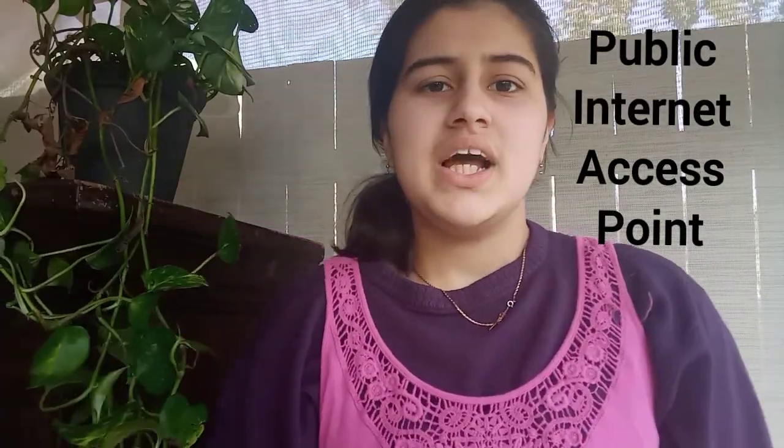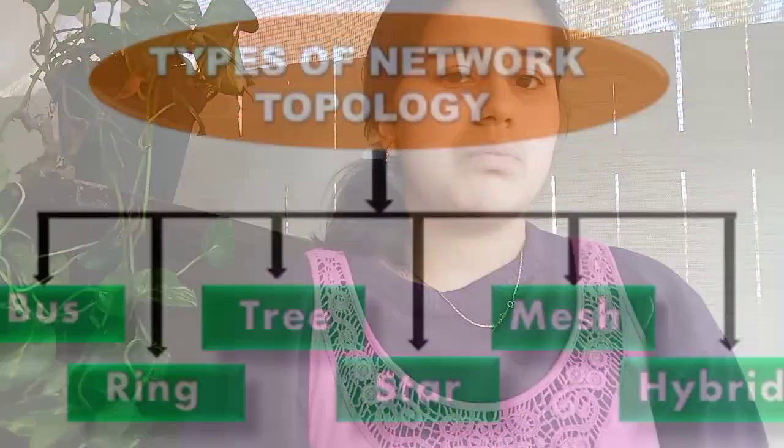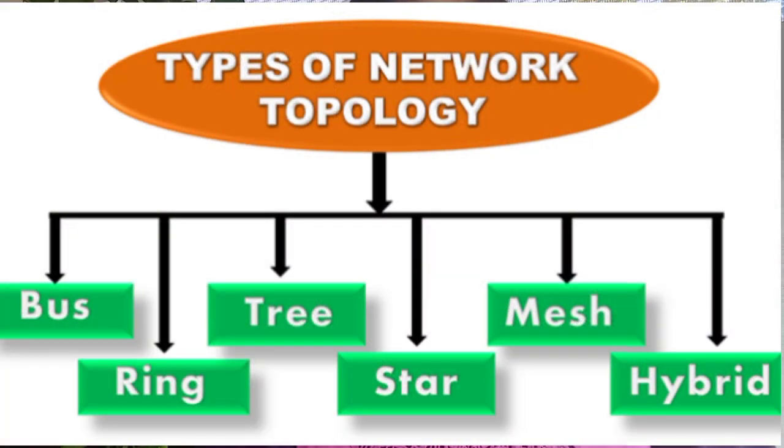A public place that provides internet access to users or customers is called public internet access point. Now, what is topology? The answer is the physical and logical design of a computer network. Examples include mesh, bus, ring, and star. The physical layout of the network devices and the cabling and how all the components communicate with each other.